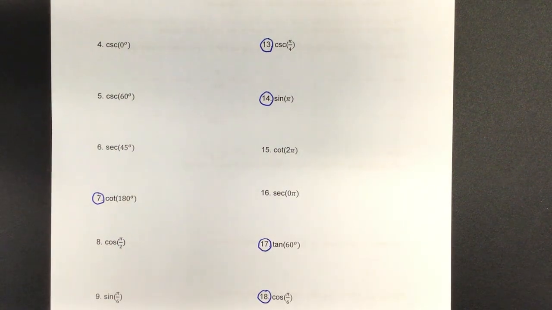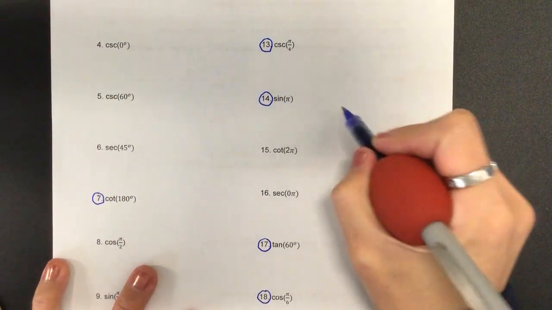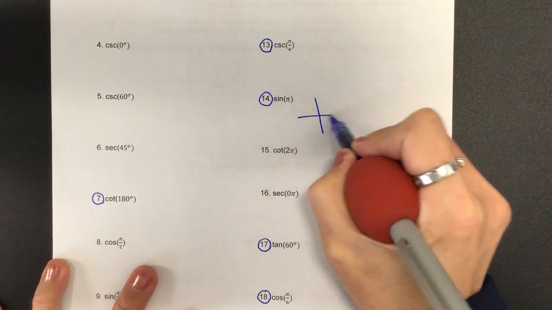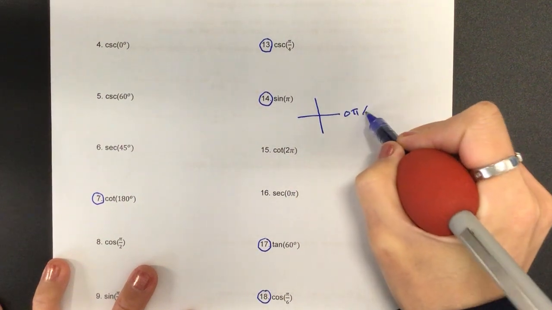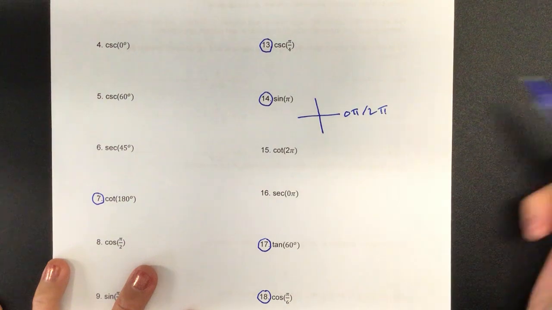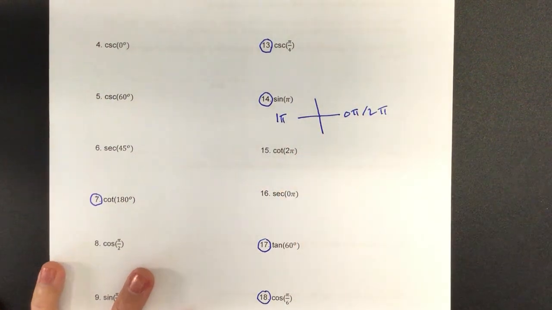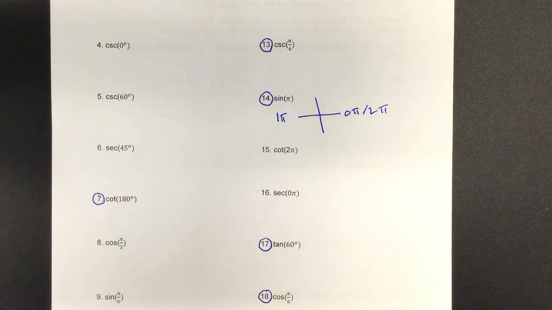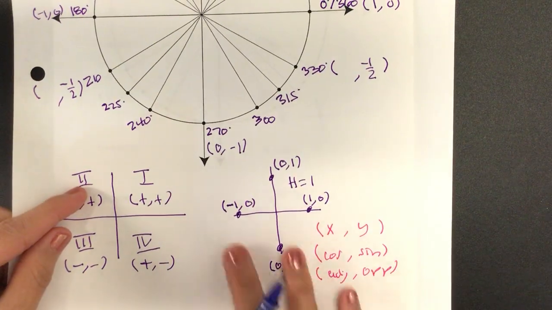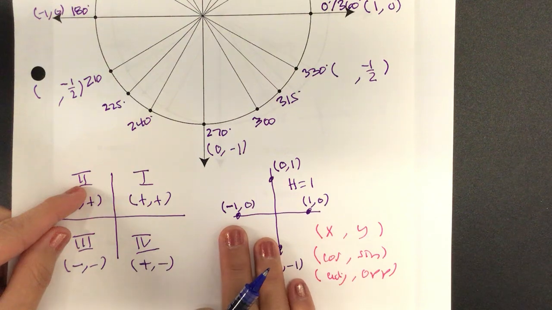Okay, number 14 says sine of pi. So if I have sine of pi, let's graph this. If this is 0 pi, which is also 2 pi, 1 pi is going to go halfway between, correct? Let's see if you are paying attention to the quadrantals talked about on this page. So at pi, what's our ordered pair right here?